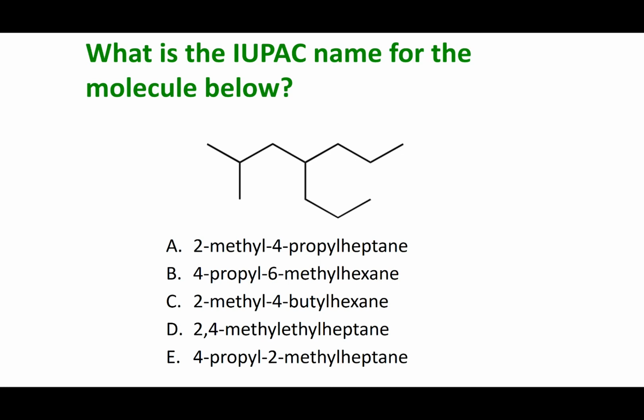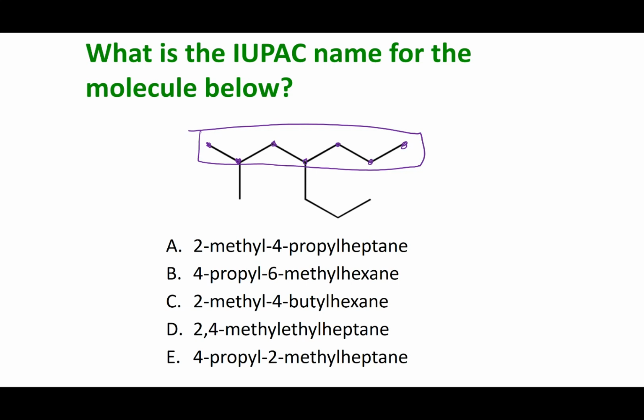So given this structure here, please give me the official name of this compound. Alright, the first thing you want to do is identify that parent molecule. And remember, the parent molecule is the longest chain. So this right here is the longest chain. It is 1, 2, 3, 4, 5, 6, 7 carbons long.